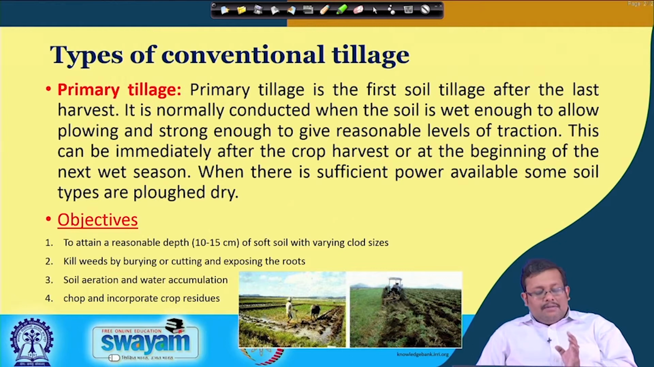So, the first objective is to attain a reasonable depth of soft soil with varying clod size. The second and one of the major objectives of primary tillage is to kill the weeds by burying or cutting and exposing the roots. Third one is soil aeration and water accumulation, and finally to chop and incorporate crop residues. So, these are a couple of objectives for primary tillage.